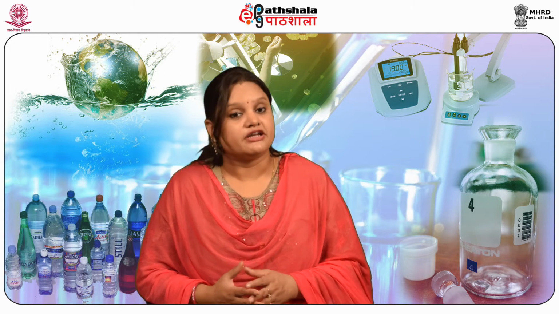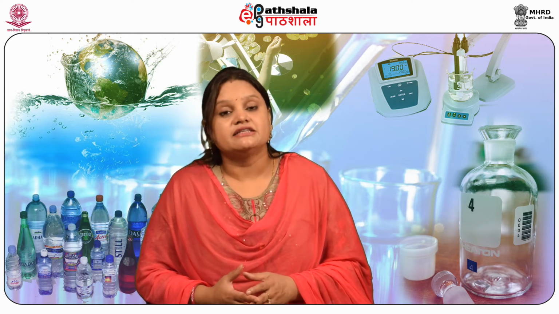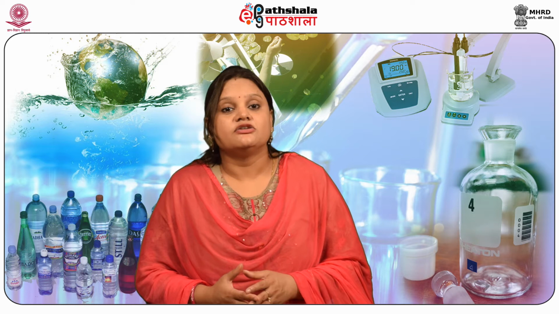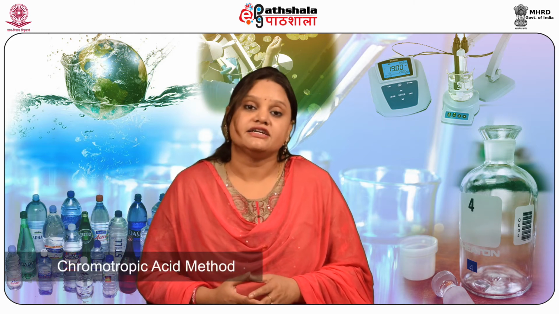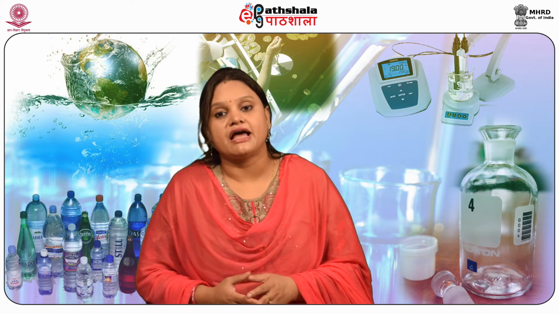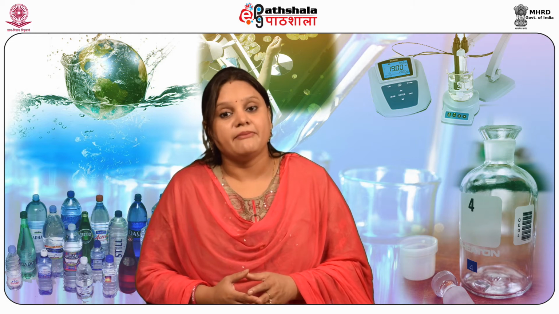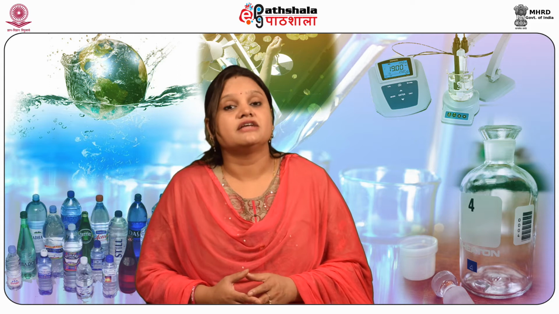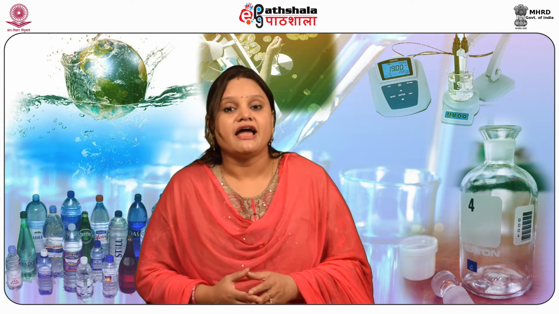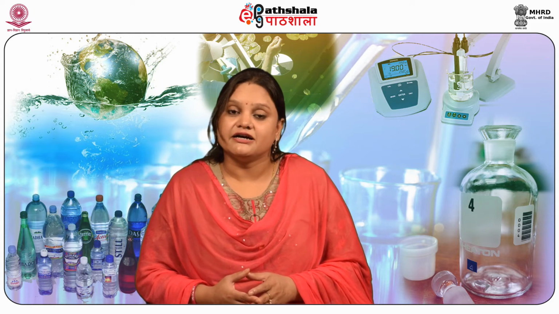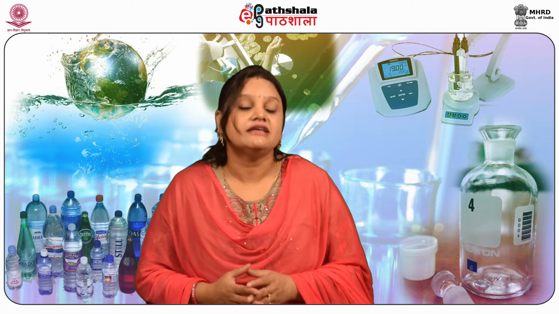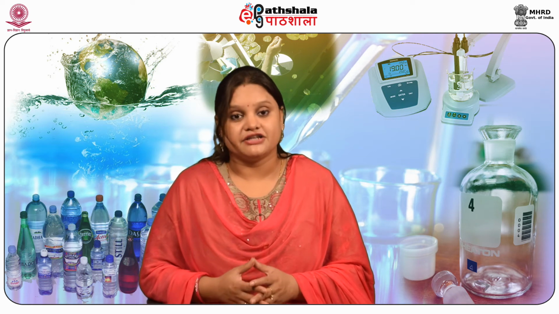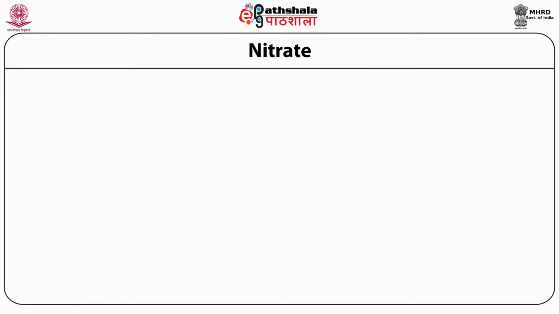The method available for determination of nitrate is known as the chromotropic acid method. It is also known as the brucine sulfate method of determination of nitrate. Particularly, it is a spectrophotometric method, and by this method we can analyze nitrate over a very wide range. Now we discuss the chromotropic acid method.